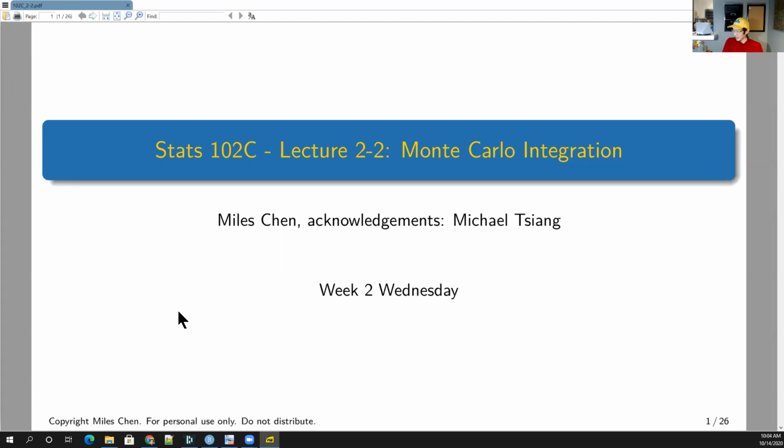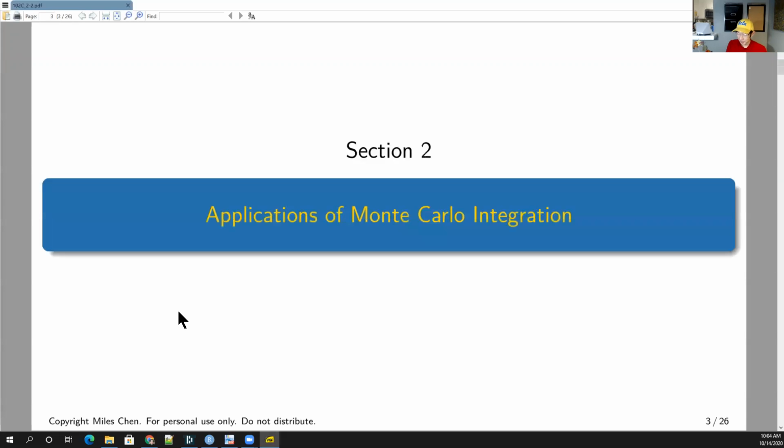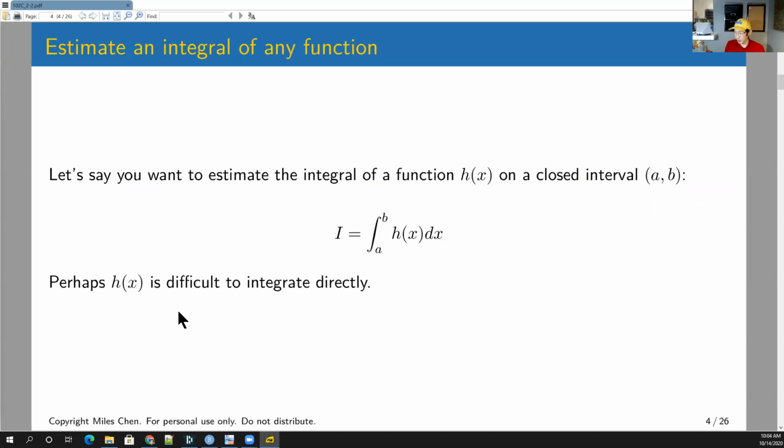All right. We are continuing to talk about Monte Carlo integration. We'll see how long it takes me to get through this lecture. Maybe I need to add more slides. Maybe this is okay. So we left off on Monday. We talked about some applications of Monte Carlo integration, and one of them is that we can estimate the integral of a function on some closed interval, okay?